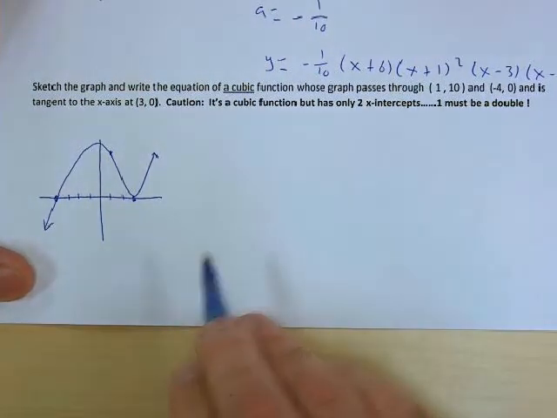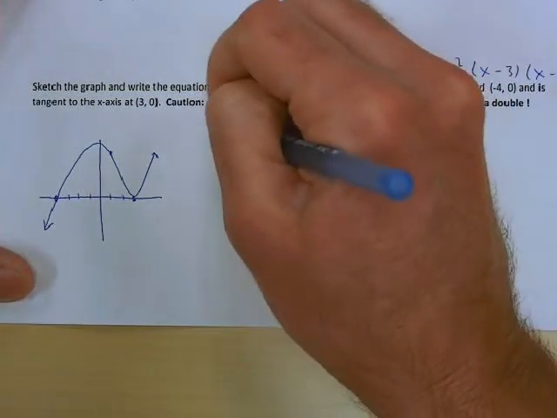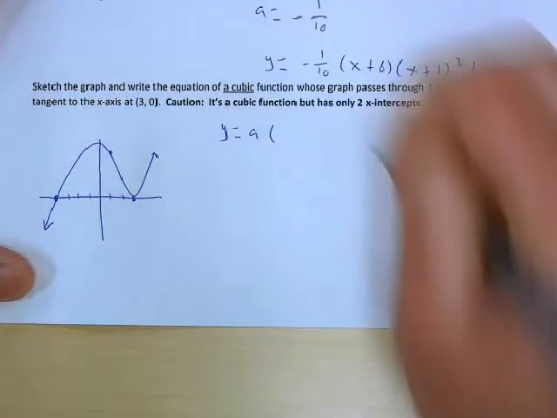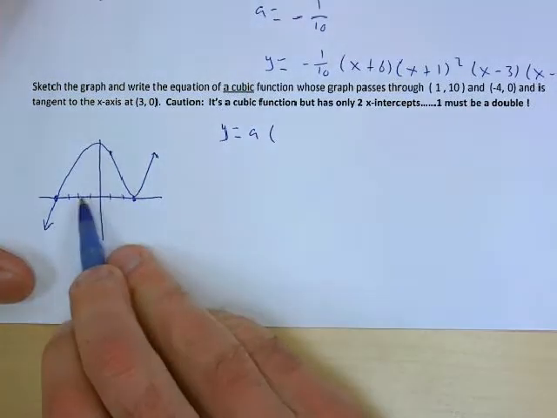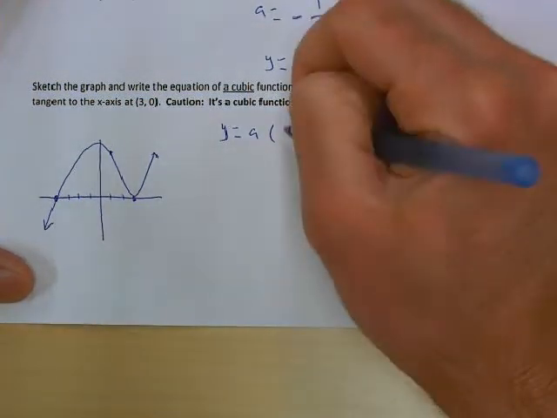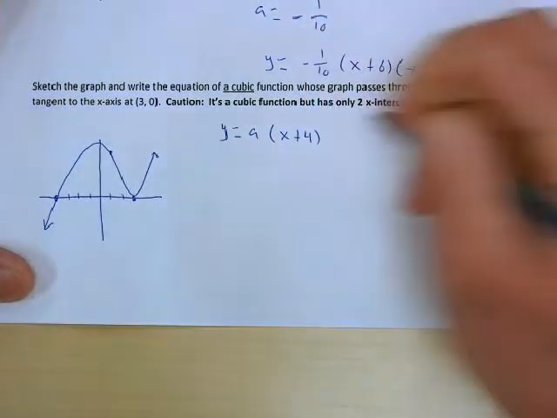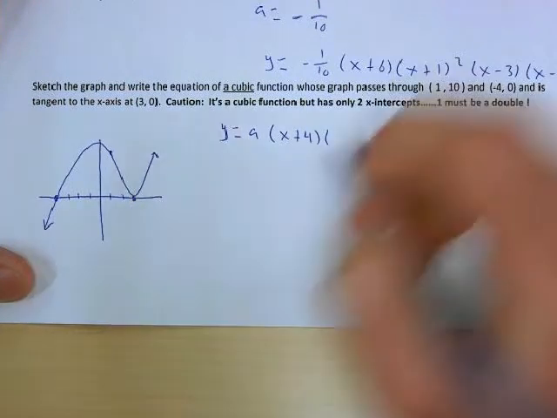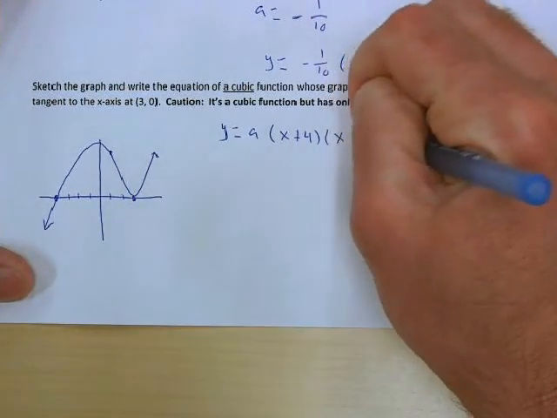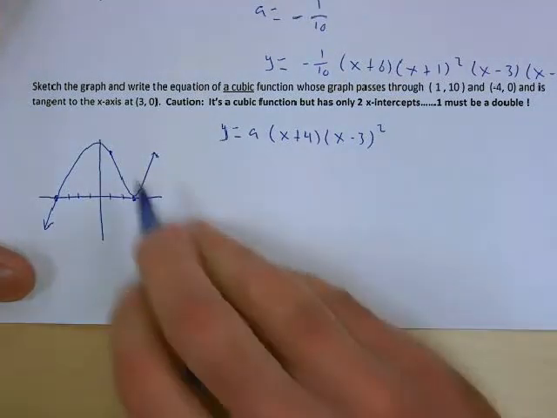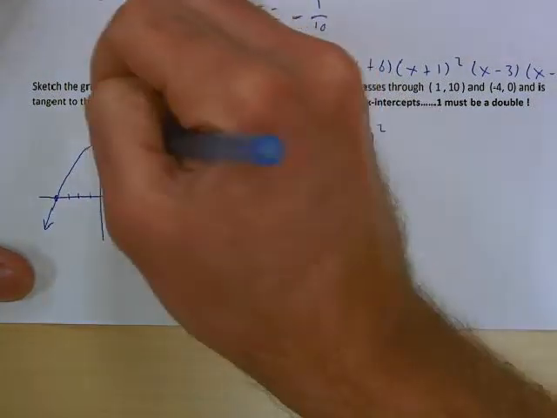All right, let's see. What's our equation going to look like? Y equals some a value times what factors? Well, to get an x-intercept at negative 4, I have to have x plus 4. And it passes through, so it's to the first power. And then x minus 3. And since it bounces there, that one needs to be squared. Okay. Next, let's use the point 1, 10, which we did not label.